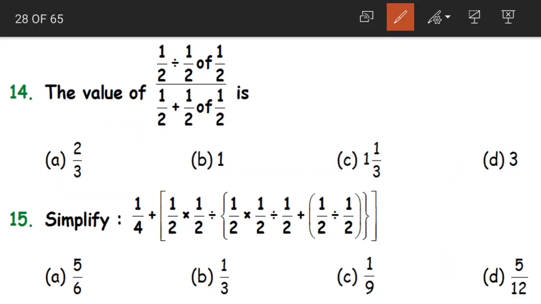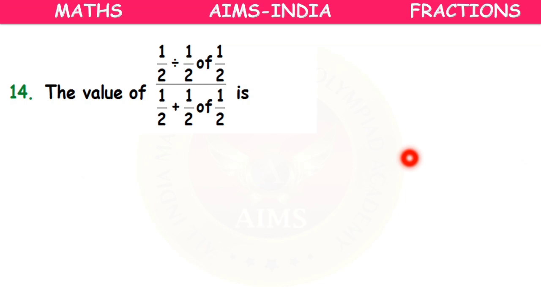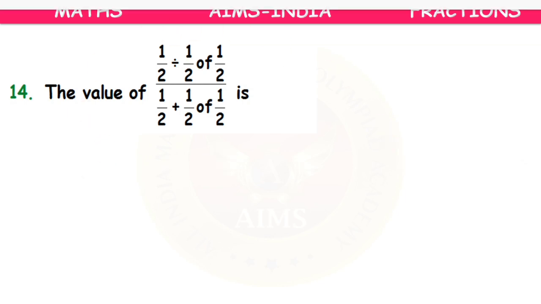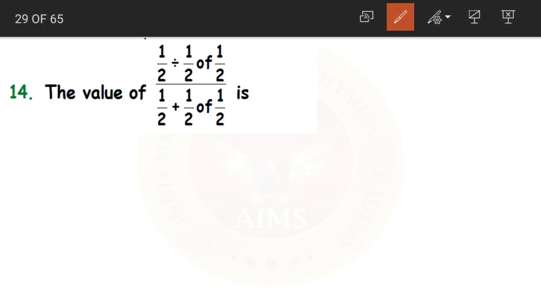Now moving on. Yes, look at the 14th question students. Now this is a very big expression here, right? So I have taken it. Let us take it on a slide and let us solve it. Okay. Now coming to the numerator, 1 by 2 divided by again 1 by 2 of 1 by 2. Yes. Now we know the BODMAS rule, right? What is it? Bracket of division. Yes, bracket of division. So what should we do first students?